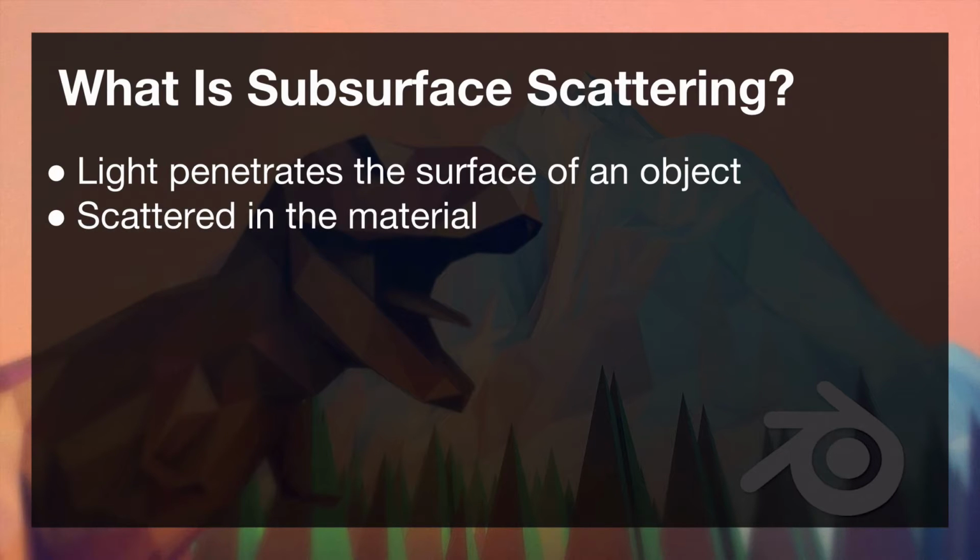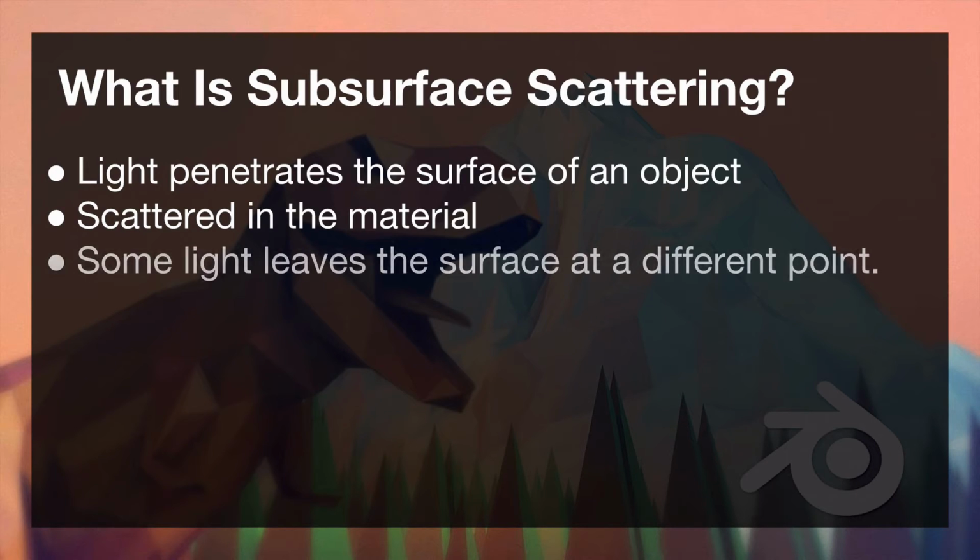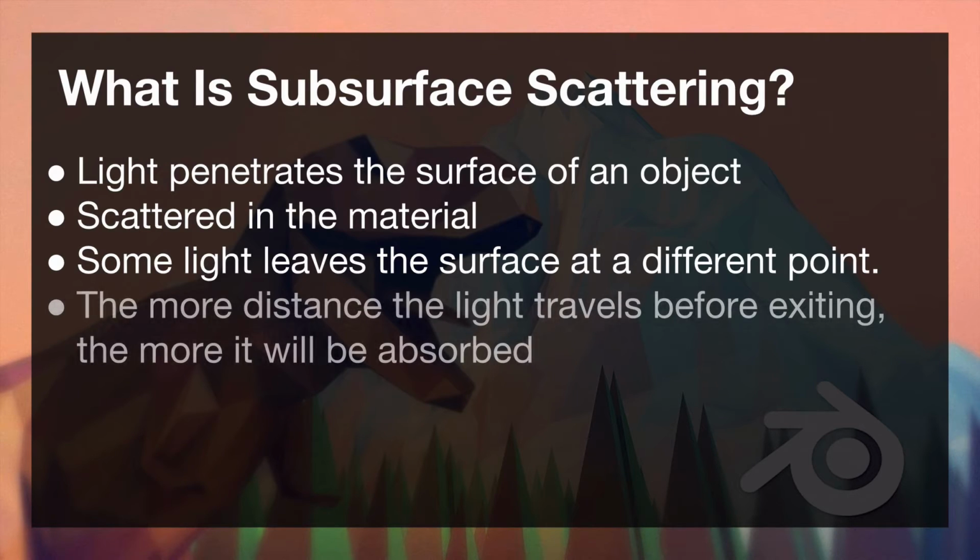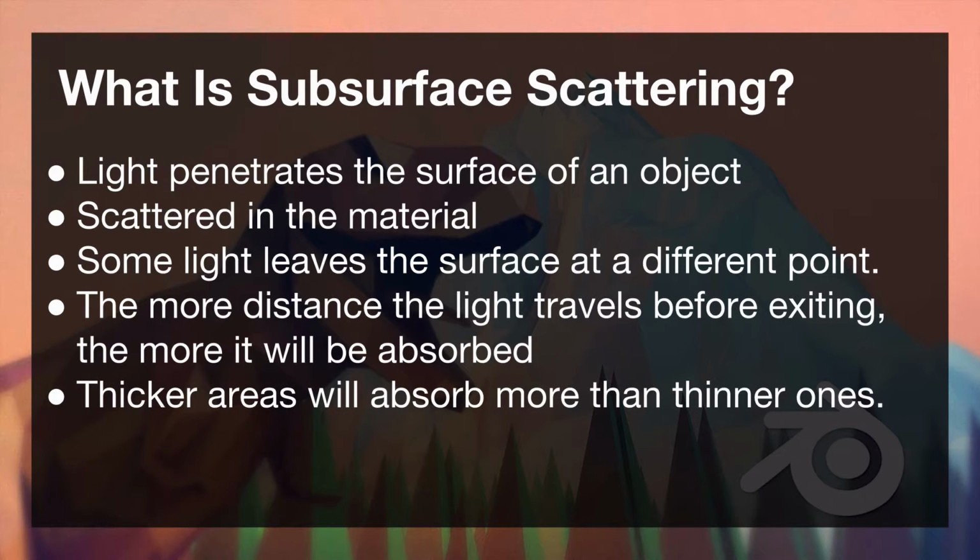So the light enters the material and then it is scattered in the material by a certain amount depending on certain parameters. Some light leaves the surface at a different point in which it entered. Now, the more the distance that the light travels before exiting, the more it will be absorbed. So you will have less of an effect when it's thick versus when it's thin. So thicker areas will absorb more than thinner ones.